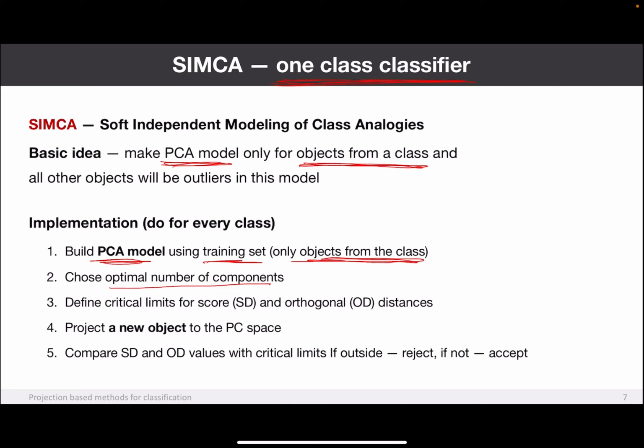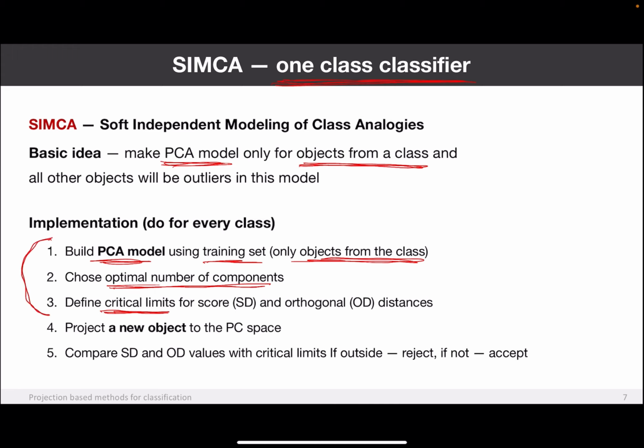We compute the distances, the score distance and orthogonal distance, and then we also need to define critical limits. That's what PCA does, actually. We also did it in PCA, right? So that's the PCA part. This is simply building a PCA model, right?